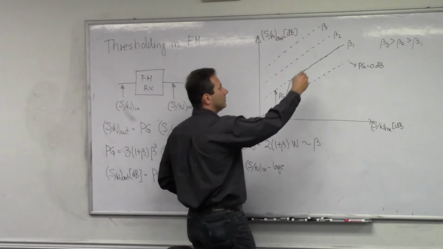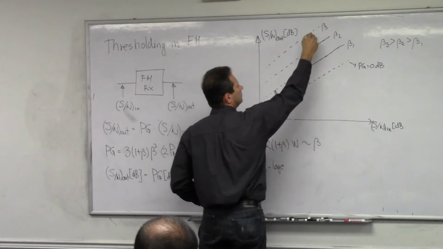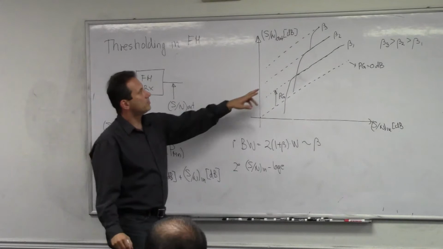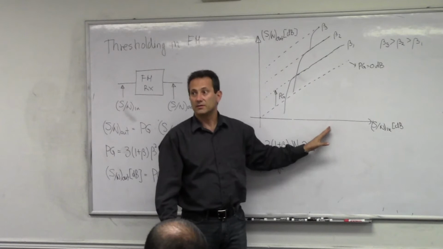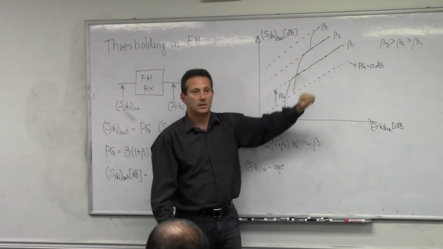Now, if you travel the same way on these different curves, here's what happens. For larger beta, because the bandwidth is larger, you require the input signal to noise ratio to be larger as well. And then if it's large enough, the processing gain kicks in and you get tremendous improvement there, right? So this effect is called thresholding or FM capture effect.